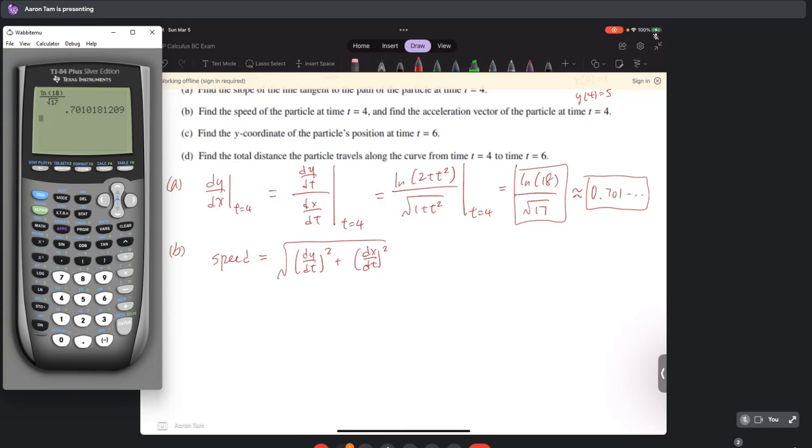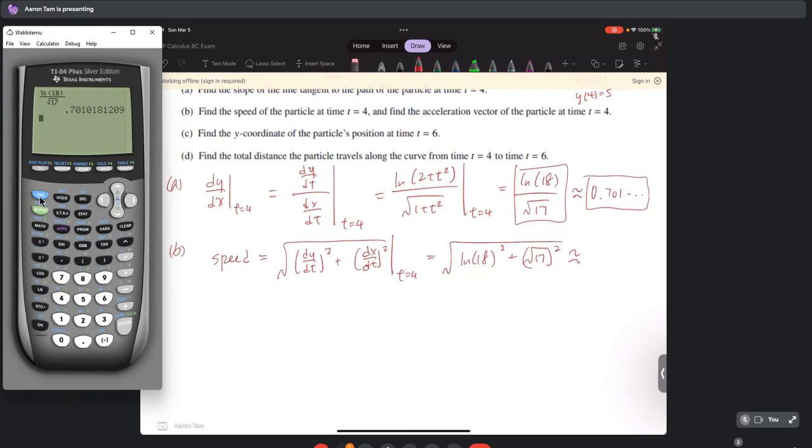So in here, all I really have to do is evaluate this expression at t equal to 4. So that's square root of natural log of 18 squared plus square root of 17 squared. Once again, it should be okay if you just stay like that, because in the BC exam you don't really have to simplify, but I'm going to put in a decimal just so that I have a numerical value for that.